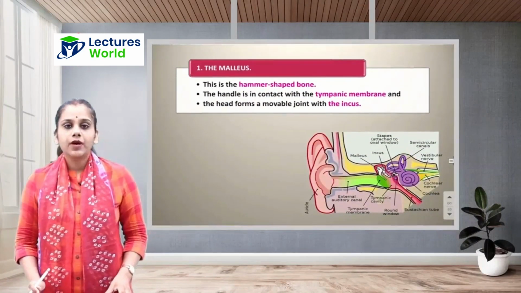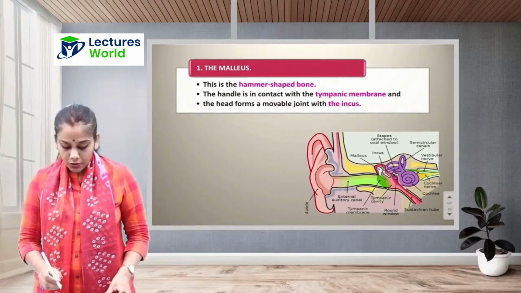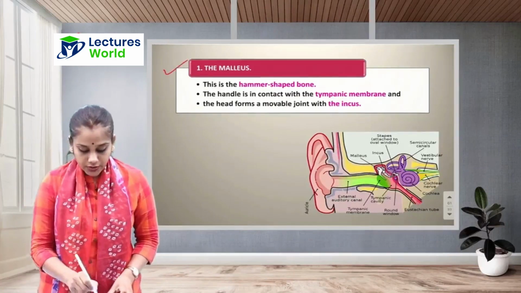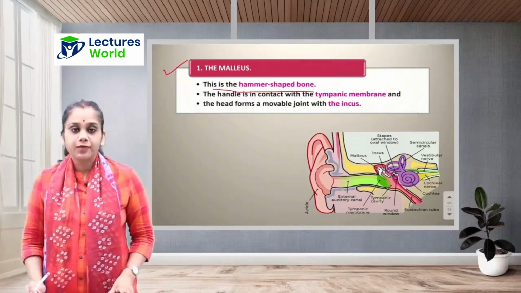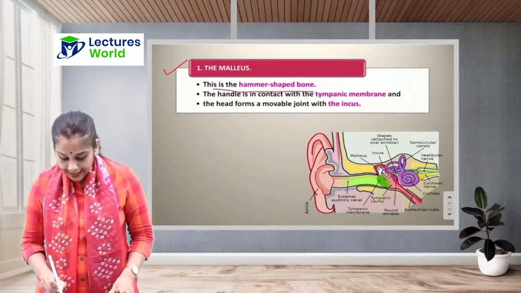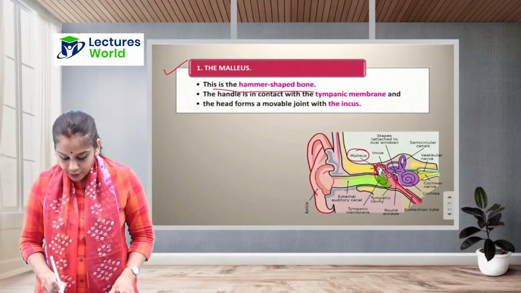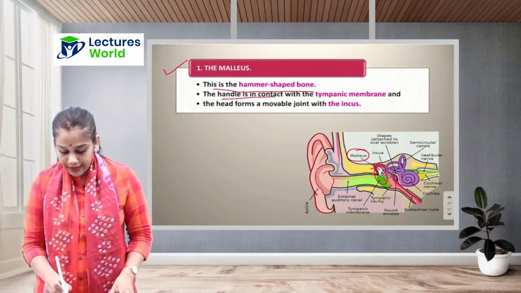So let us see about the malleus. It is the first bone, located at the side of the tympanic membrane. The malleus is a hammer shaped bone. You can see it is a hammer shaped bone. Then the handle is in contact with the tympanic membrane.